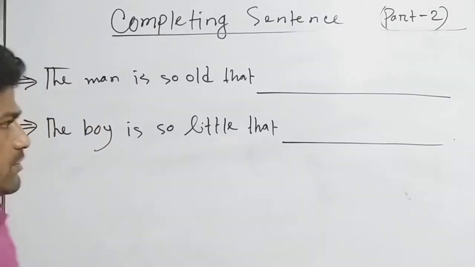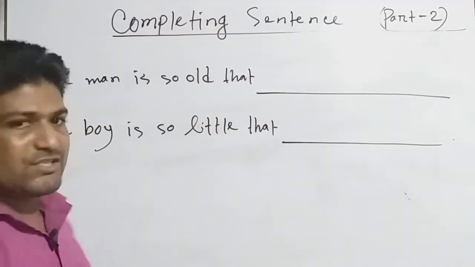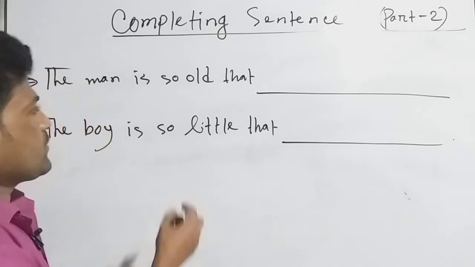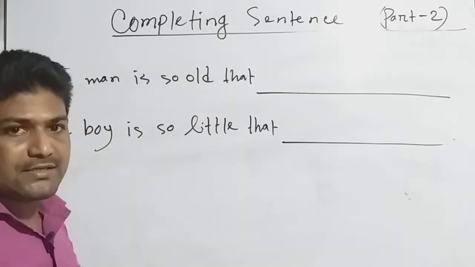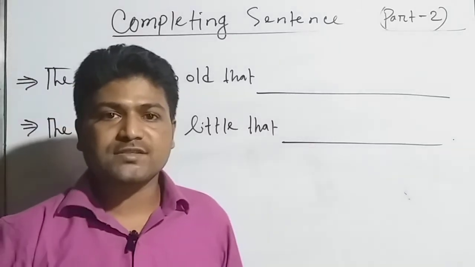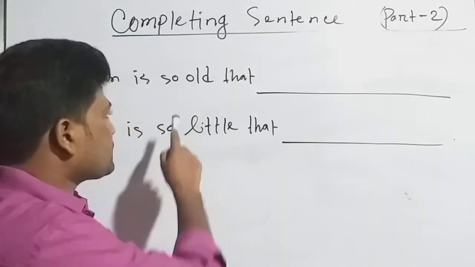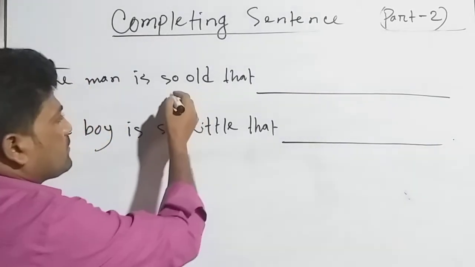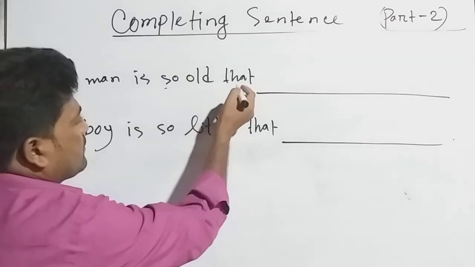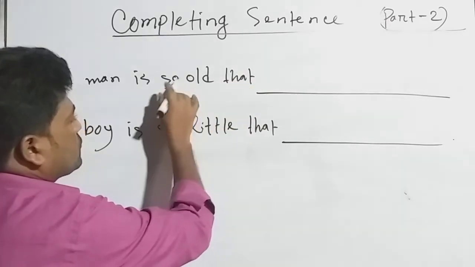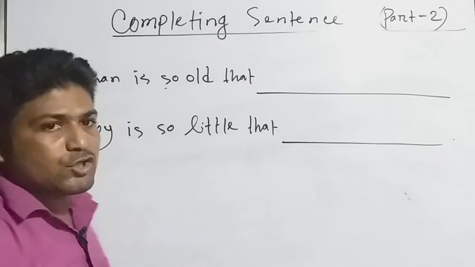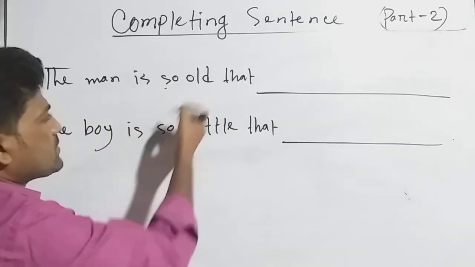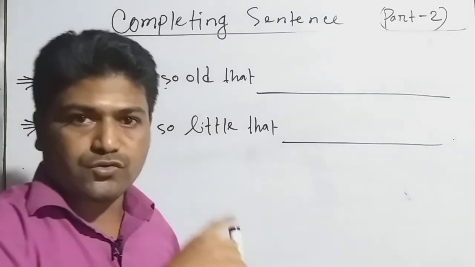Okay, dear learners and viewers, look at example number 1 and 2. Like the previous rules, there is also "so" and "that." But in the previous rule, "so that" was combined. But in this sentence, "so" and "that" are not combined. Here is "so" and here is "that." So "so that" is not combined here, right? So how can we complete this type of incomplete sentence?